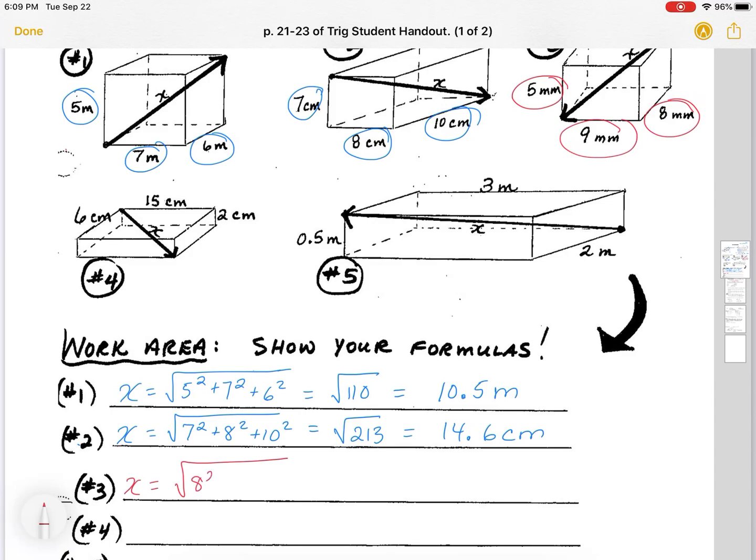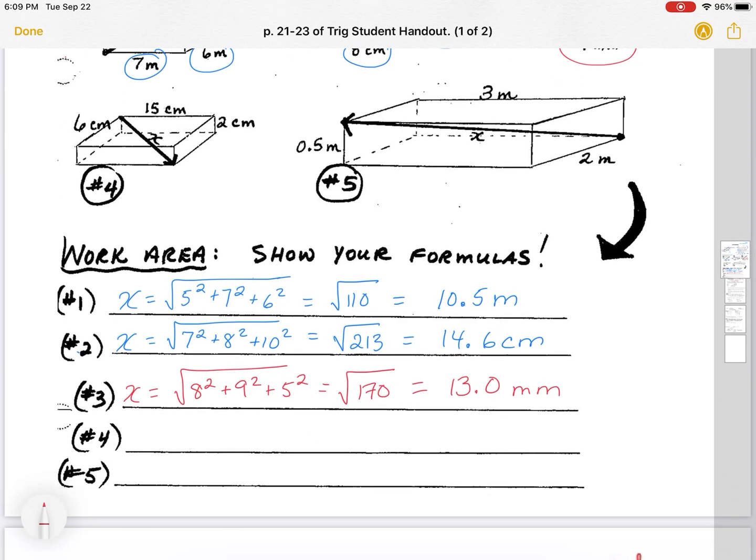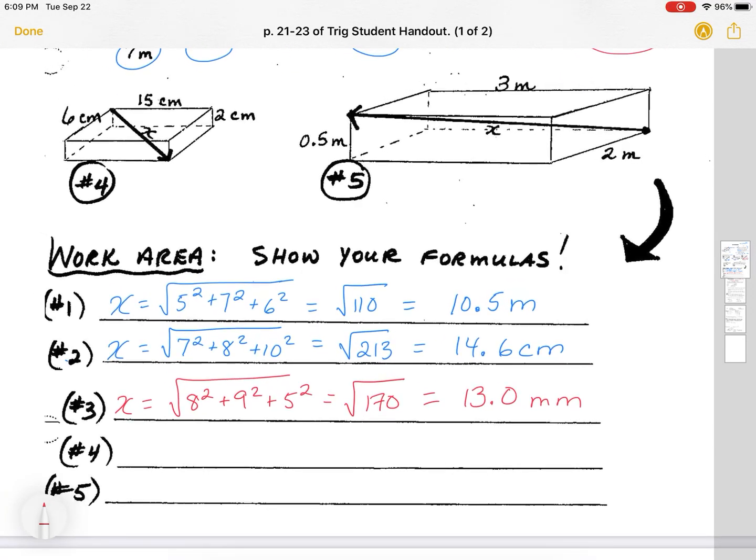For number 3, 5, 9, and 8. And the neat thing is that it doesn't matter what order they're in. Because you're adding, you can put them in any order. You could have 8 squared plus 9 squared plus 5 squared. You're still going to get the same thing. Regardless of the order, you'll get square root of 170, which is 13.0. And in here, it's millimeters.